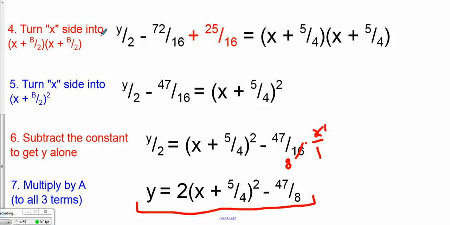Turn the x side into x plus b/2 and another x plus b/2. Then turn it into x plus b/2 squared. Then subtract the constant to get y alone, and multiply both sides by a to get y totally alone.